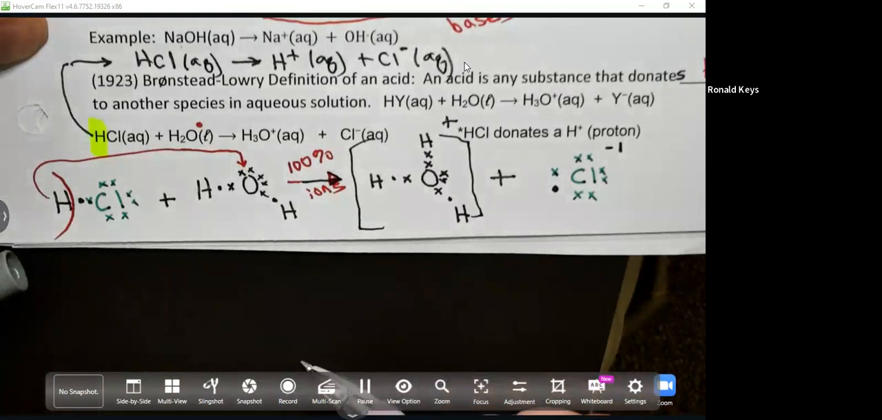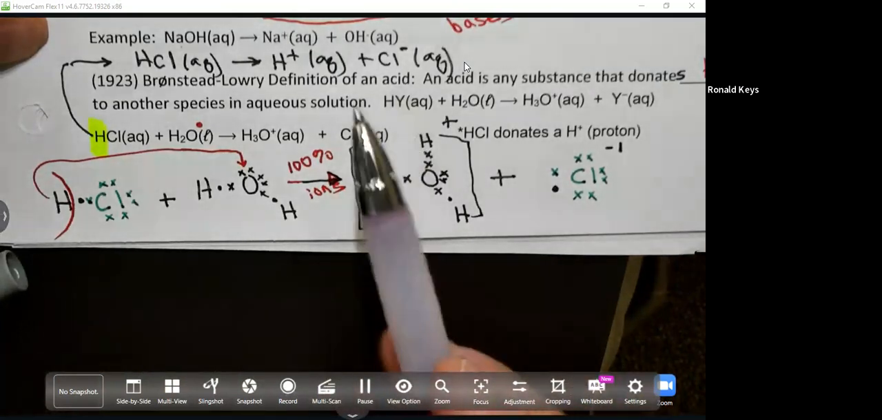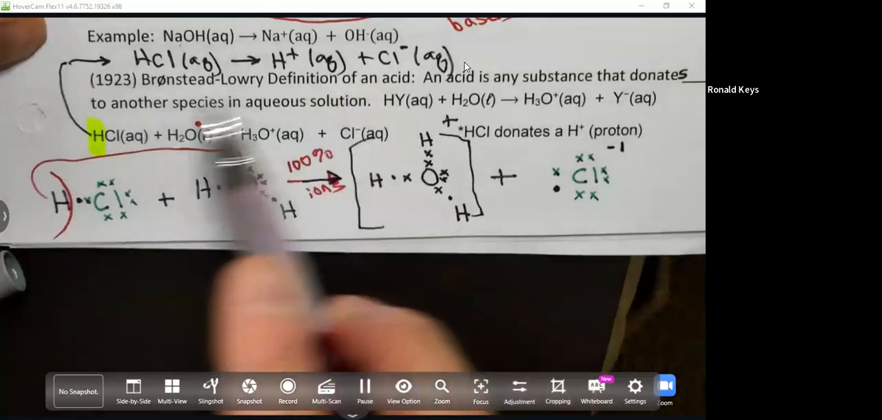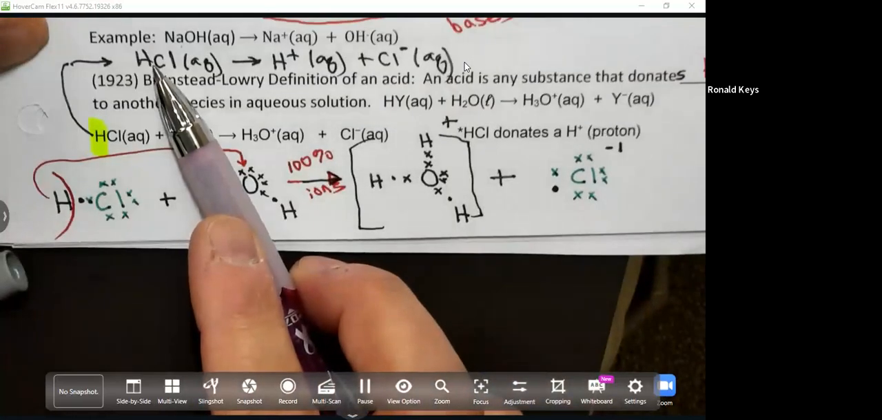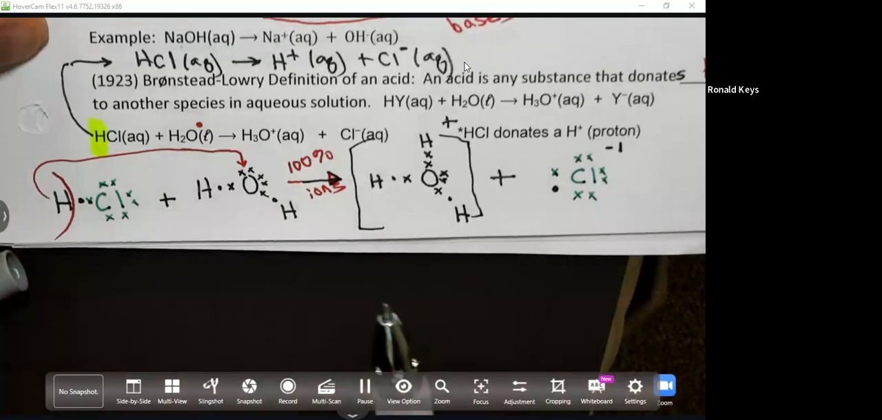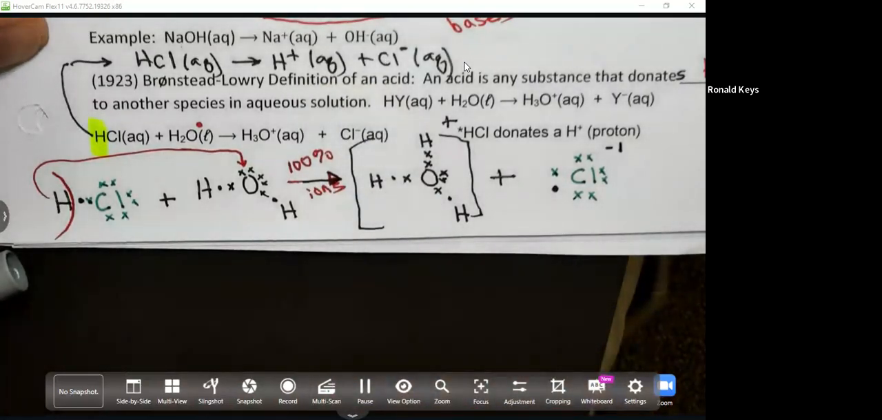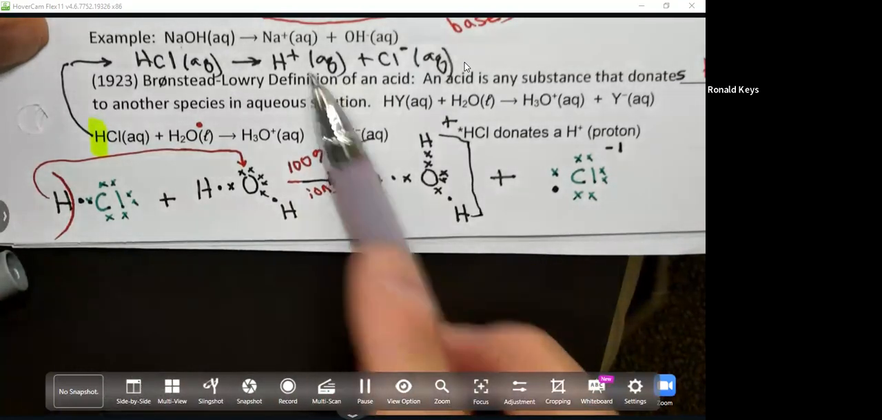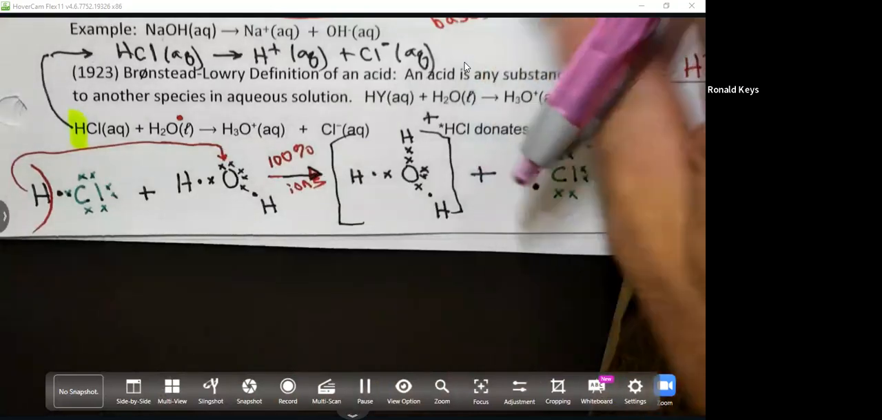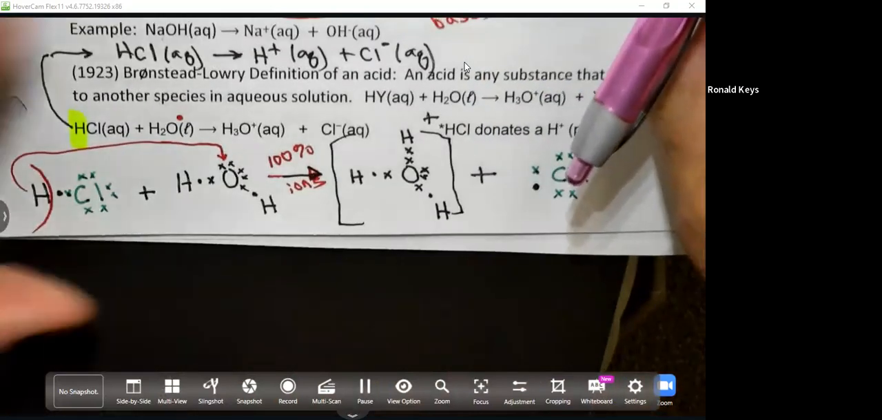Here's what you've got to remember. If this is a strong acid, how many ions are you going to get? How many hydrogens are going to split off? 100%, all of them. If you have a weak acid, how many ions are you going to get? Typically less than 5%. You get very few ions for a weak acid. Let's go to the next page here.